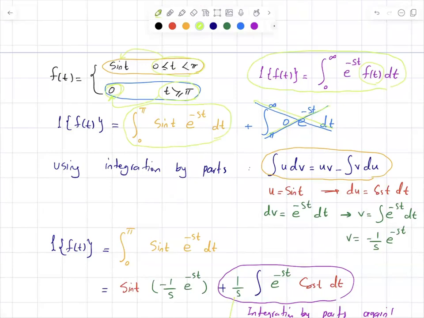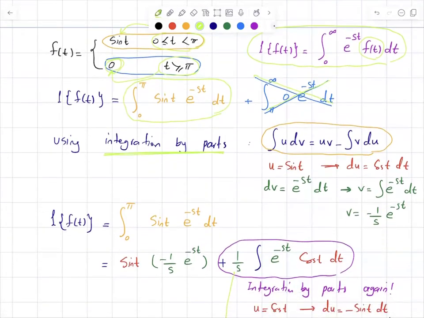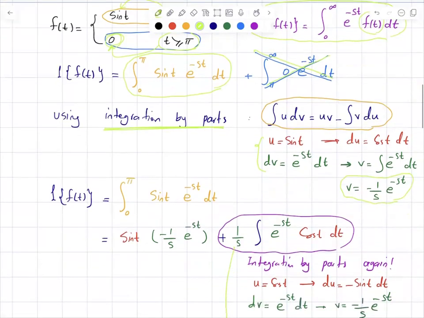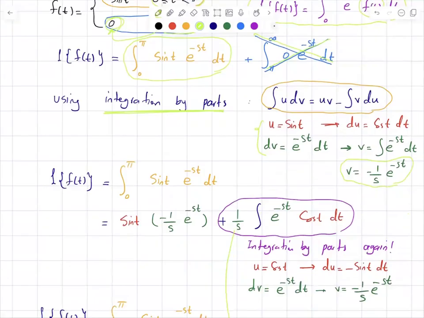We're going to apply integration by parts 2 times. In the first part, we're going to take u to be sine t, dv is e to the power negative st dt. As usual of the integration by parts, du is cosine t dt, and v is the integral of e to the power negative st dt. So v becomes negative 1 over s e to the power negative st. This is a simple u-substitution. You can take u to be negative st, du is negative s dt.